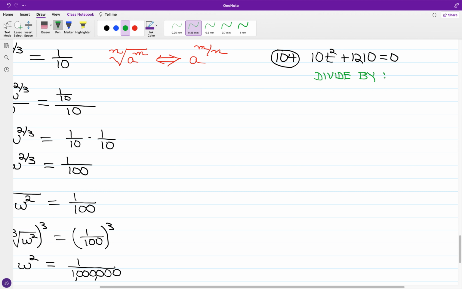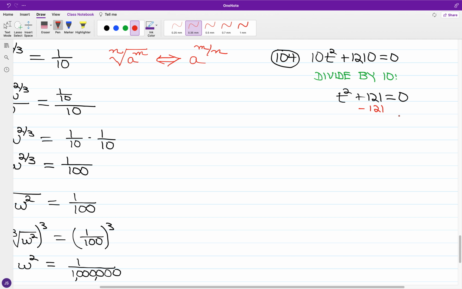That's exclusive. Okay, and we'll just go ahead and divide by 10. Okay, so we just have in the rewrite, okay, we'll have t squared plus 121 is equal to 0, and getting the t squared by itself.